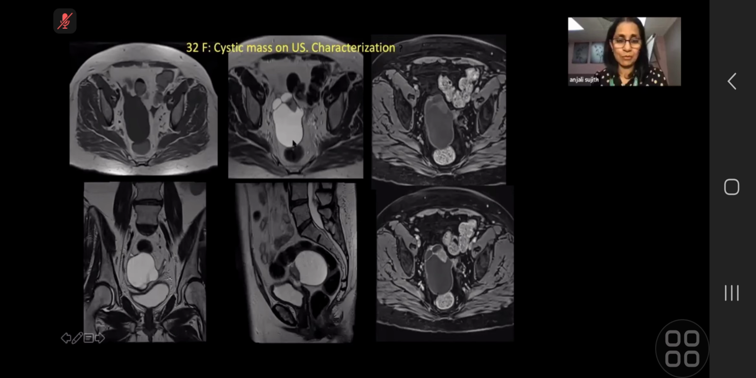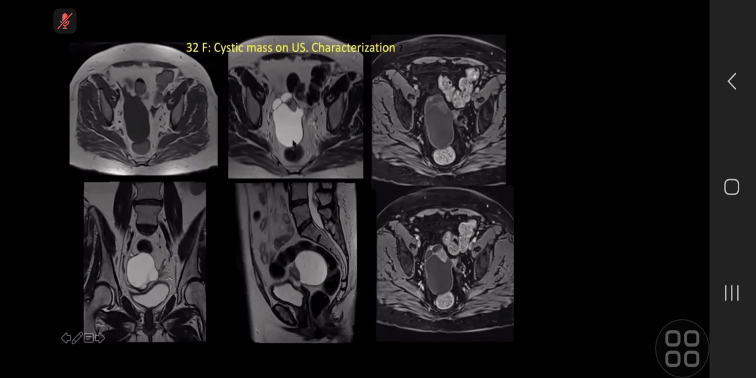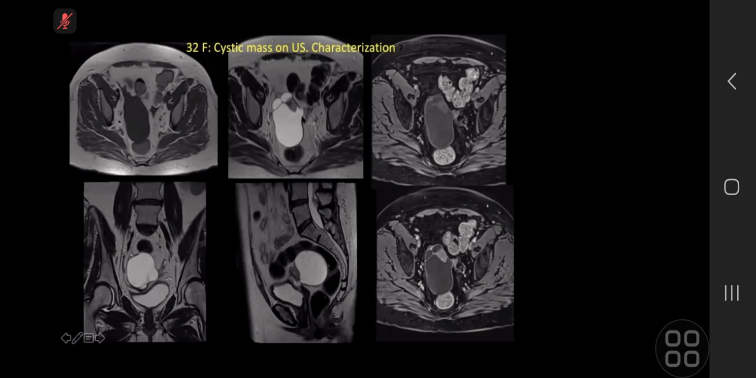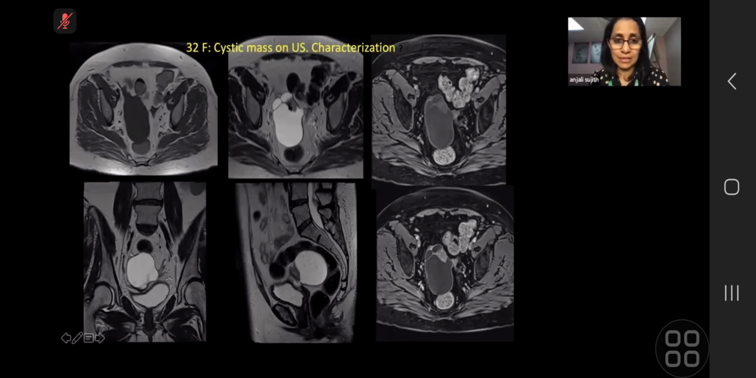What can we see on T2? What else can we see on T2? Maybe there is a solid component inside the cyst. Yeah, there is a solid soft tissue component.